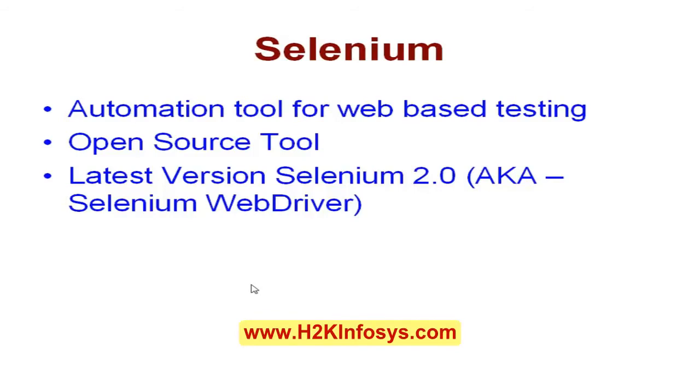Now we are actually getting into Selenium. Whatever we have been discussing was an introduction to automation: what is meant by automation testing, why we should go for automation, when we should go for it, and when we should not. Now, what is Selenium? Selenium is an automation tool for web-based testing, meaning it is a tool for web-based applications, and it is an open source tool. We can simply download and use it. We don't need to pay a single cent for the tool.